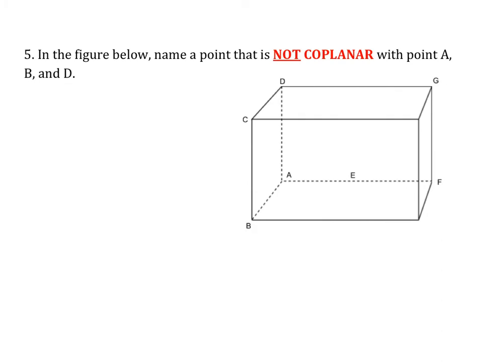Okay, this next problem says, in the figure below, name a point that is not coplanar with points A, B, and D. So let's talk about what coplanar means so we can figure out what not coplanar means. Coplanar means on the same plane. So let's look at where A, B, and D are. A is right here, B is right here, and D is right here.